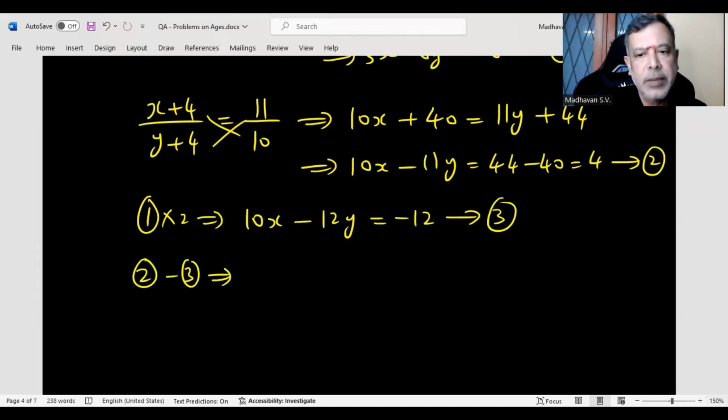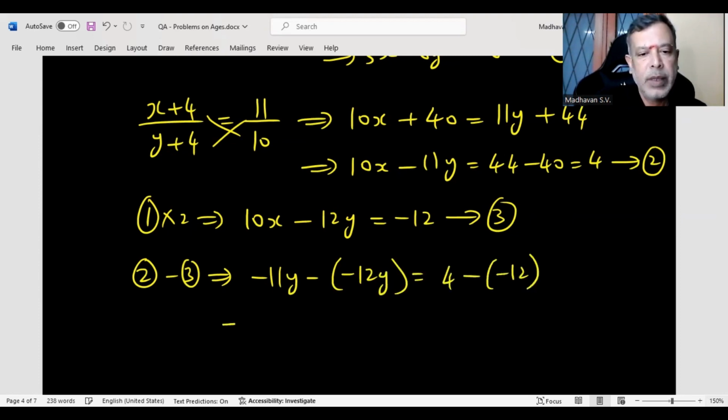10x gets cancelled. Minus 11y minus of minus 12y is equal to 4 minus of minus 12. That means minus of minus 12 becomes plus 12. So 12y minus 11y is y. Here it is 4 minus or minus 4 plus 12, it becomes 16. So y value is 16.